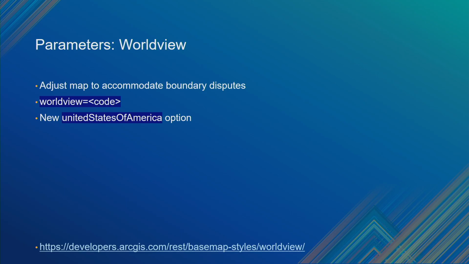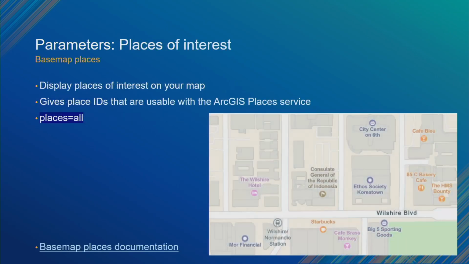We actually just added a new United States of America option a week or two ago to accommodate the Gulf of America rename. So if that's a feature you're interested in, it's now available. There are 10 different worldviews that we have in the style service. Another parameter that might be of interest is places of interest.